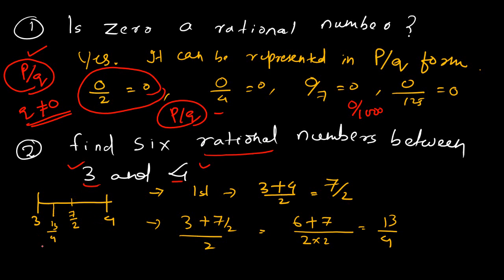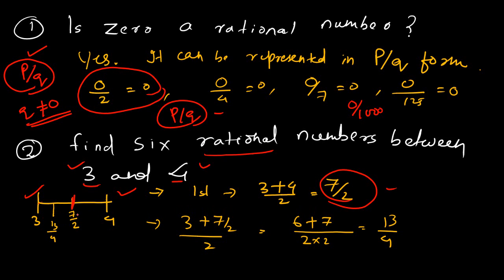In the first way, in the number line, this is 3 and this is 4, so you take the average of that. 3 plus 4 by 2, so 7 by 2 is the average of 3 and 4, which comes at the middle of it. So this is one rational number between 3 and 4. Now in order to find the next one, you can take either 3 and 7 by 2, or 4 and 7 by 2, and take the average again.